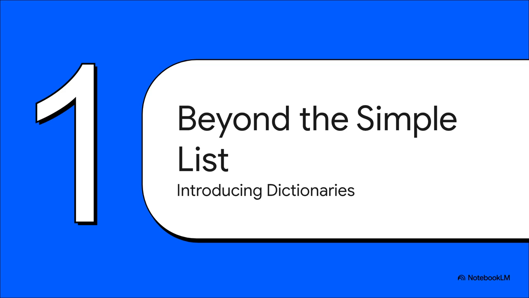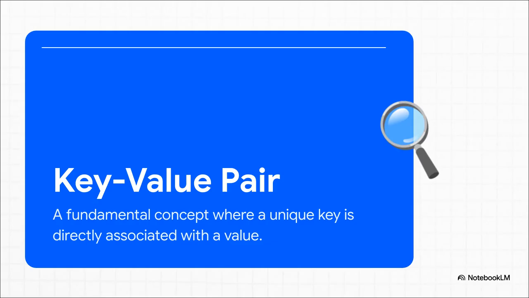Okay, section 1, beyond the simple list. To get this kind of speed, we really have to shift how we think about storing data. We're going to move beyond the basic list and get into something, well, a lot smarter. The core idea here, the secret sauce, if you will, is the key-value pair. It's a really simple but powerful concept. Instead of just having data floating around in a list, you give it a unique label, a key. And that key is directly tied to its value.